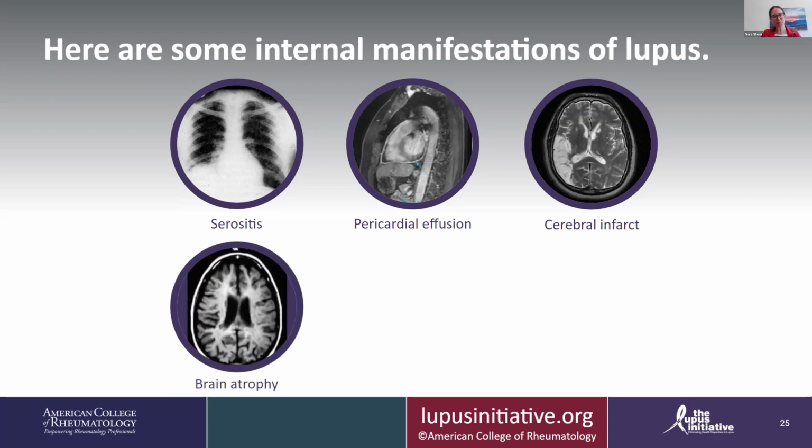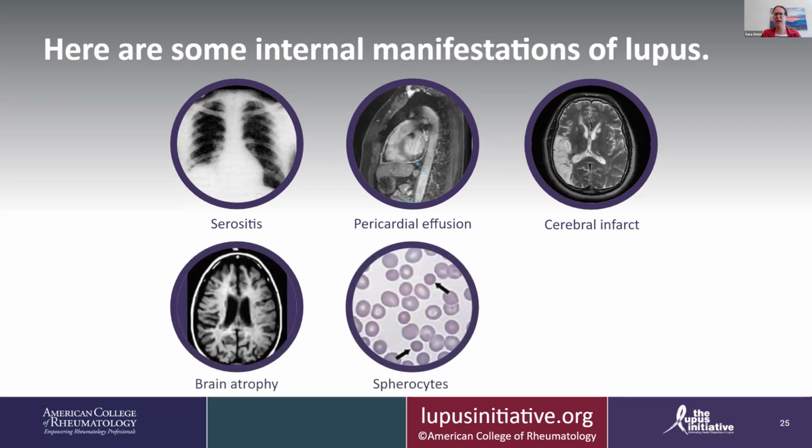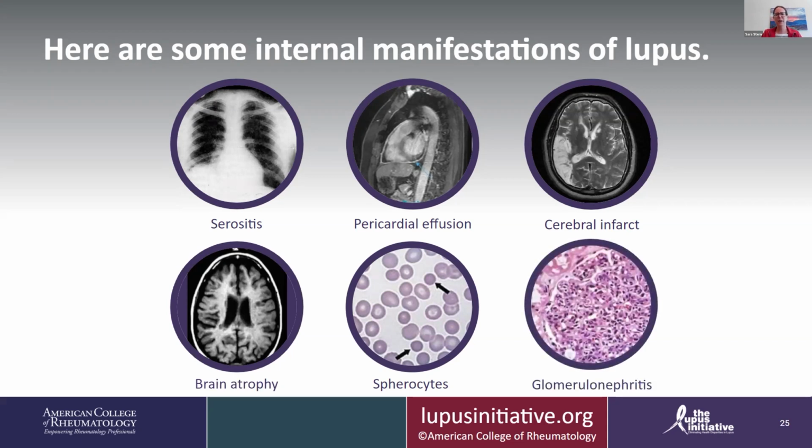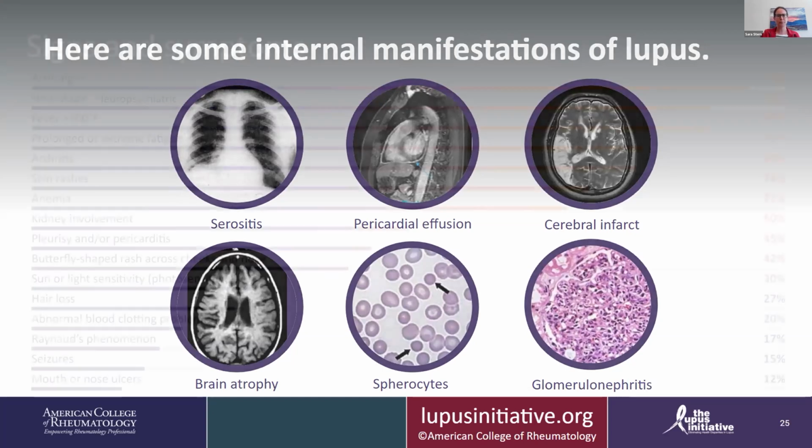Brain atrophy. Now, brain atrophy has so many different reasons. Steroids can cause brain atrophy, so make sure that it's not just from steroids. Lots of blood cell changes, not just spherocytosis. And then glomerulonephritis, like kidney disease. Any patient that you have even an inkling of lupus, get a urine, look at the creatinine.